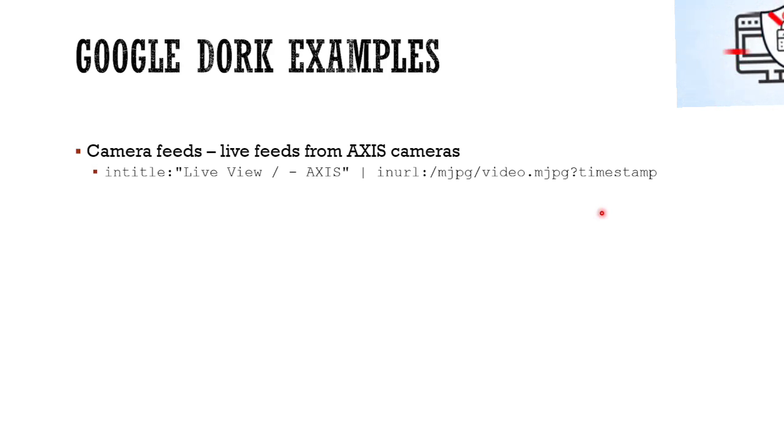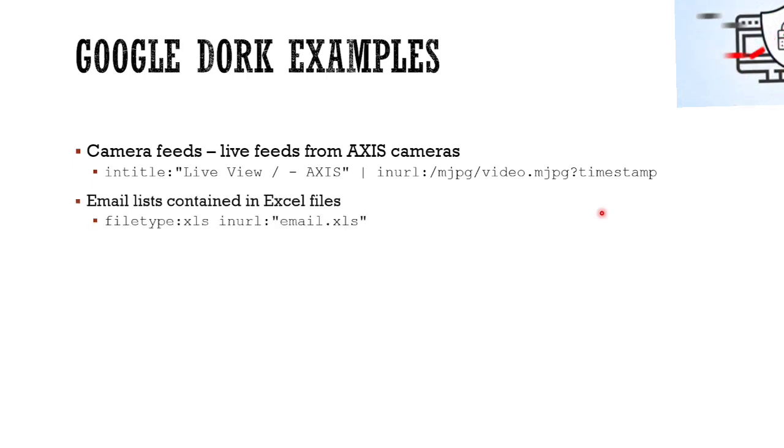Here's one where we're just looking for Excel files that have email lists. So file type has to be Excel. In the URL, it's going to be email.xls or xlsx or something like that.